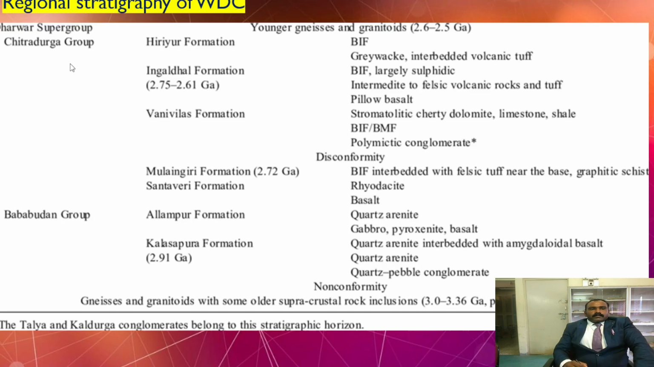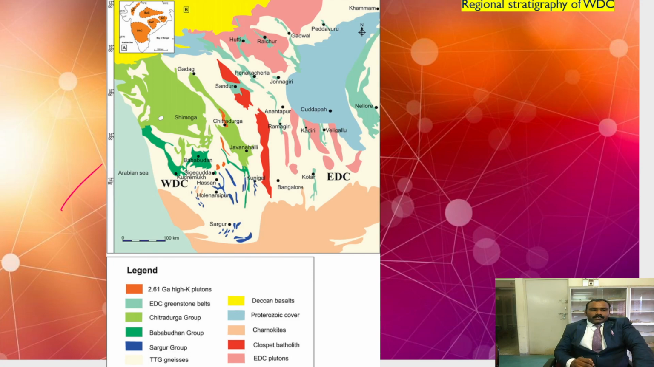The original stratigraphy of the Western Dharwar craton is already known to you: the Baba Budan group and the Chitradurga group, which are separated by discontinuities and various lithological associations, also supporting the Kalaspura formation and the Alampur formation, which are made up of different kinds of quartzite and orthoquartzite. A discontinuity separates the Mulegiri formation and the Venkatapura formation, and the banded iron formations are also a salient feature of the Hiriyur formation. So this is the original stratigraphy of the Western Dharwar craton.